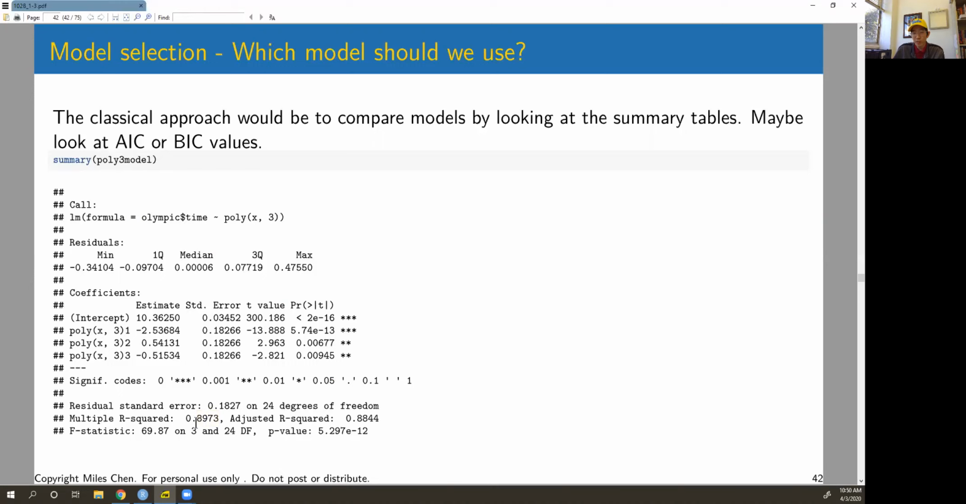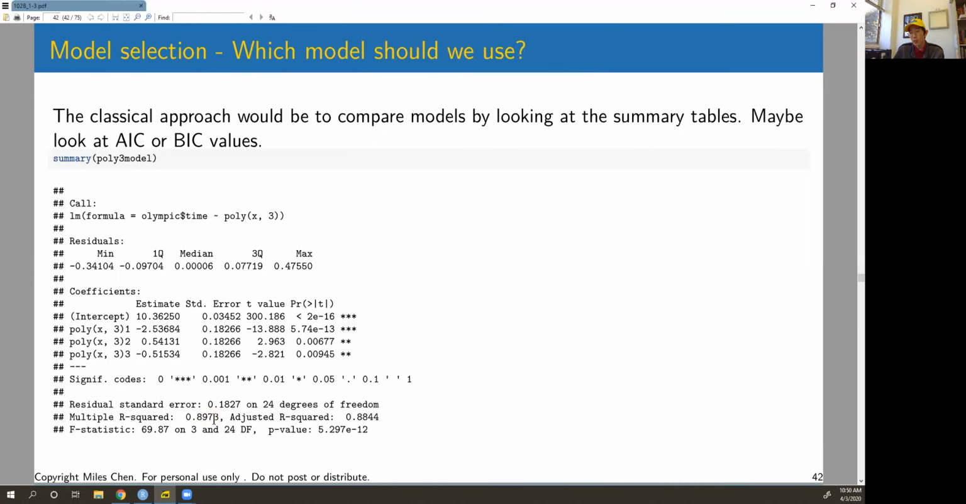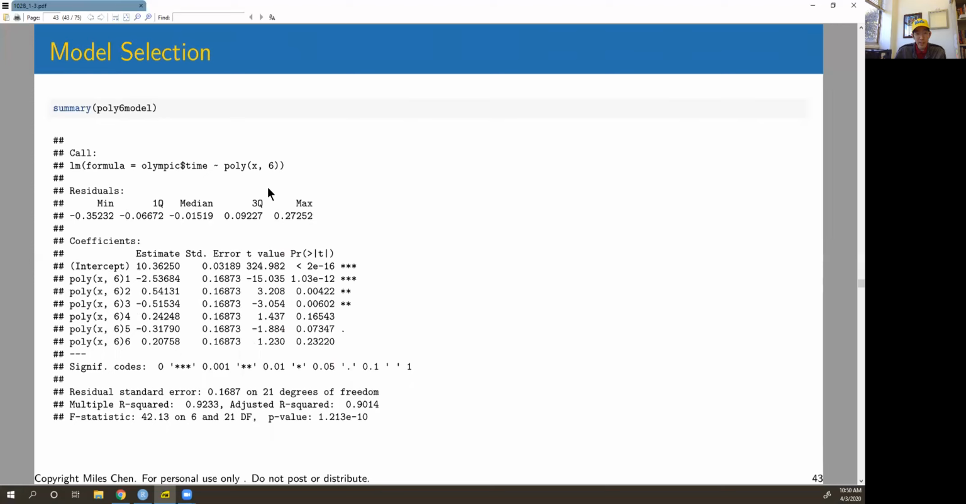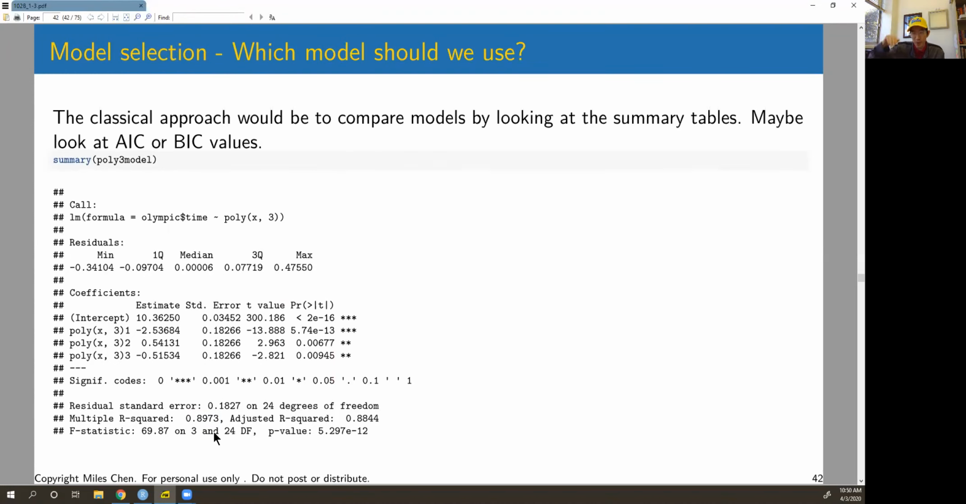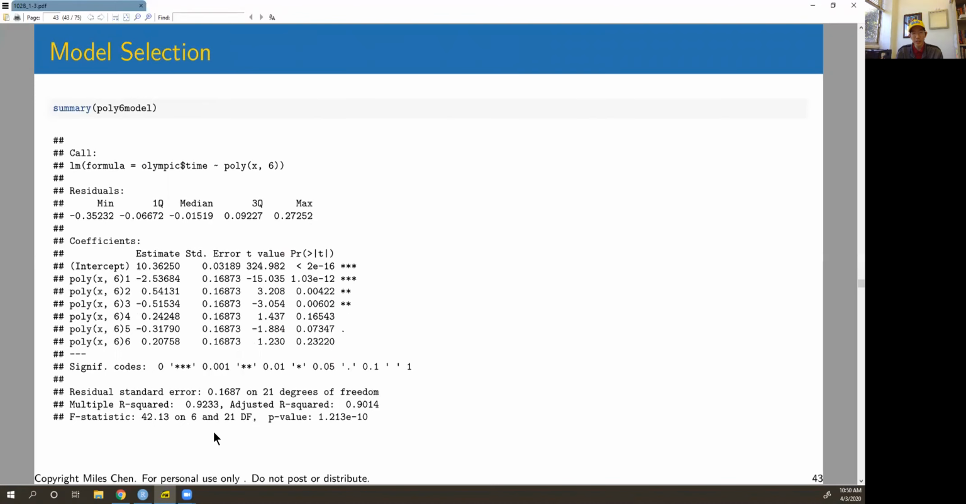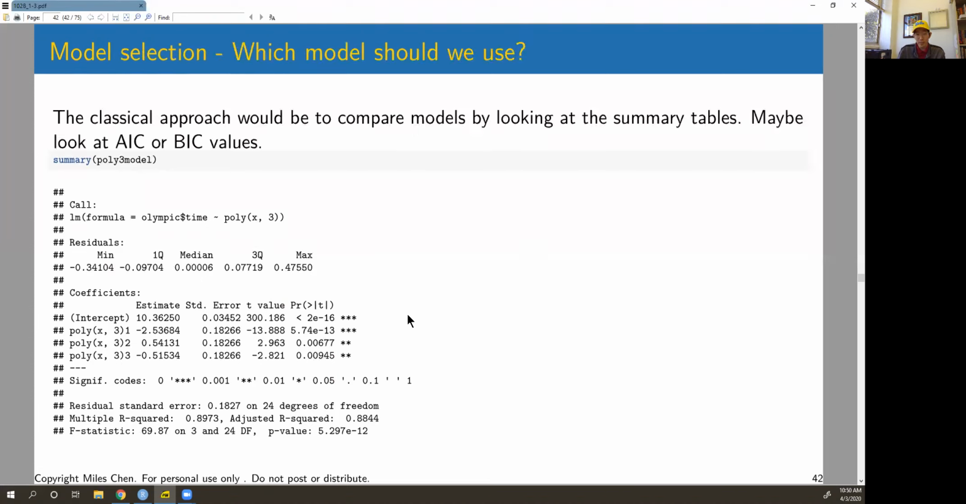What you don't want to do is just look at your R² values, right? The R² value all by itself is always going to go up as you increase the number of terms. So if I look here, my R² value is 0.8973, and here is the 6th order polynomial, and my R² value goes up to 0.9233, right? So the R² value is always going to keep going up if you just add more terms. So that's not going to be a good way, right? Other things you can do is look at AIC, look at BIC, and that will give you some information, okay?